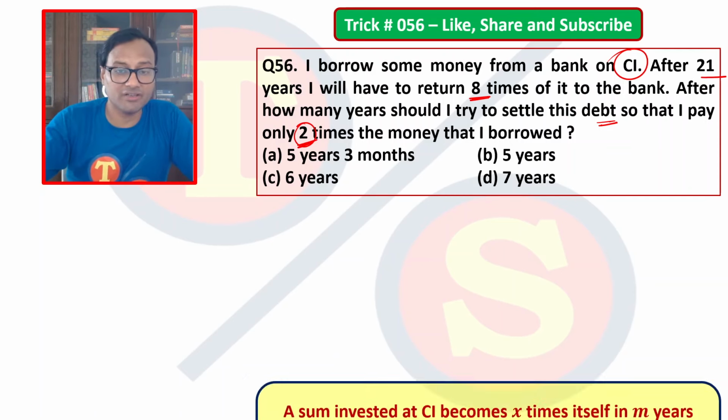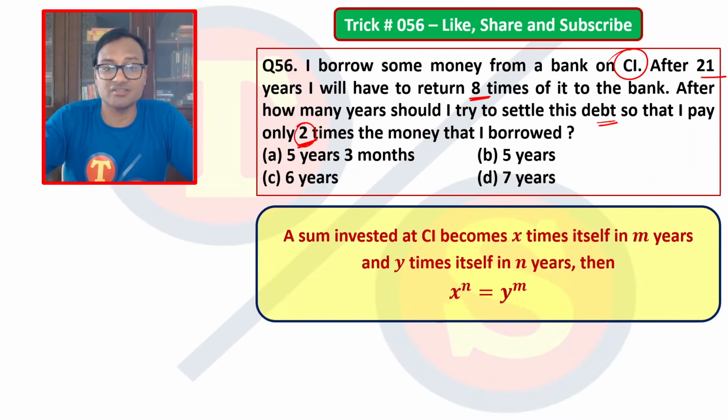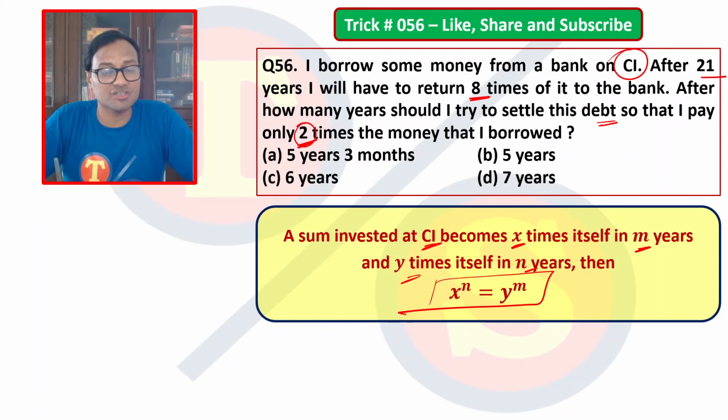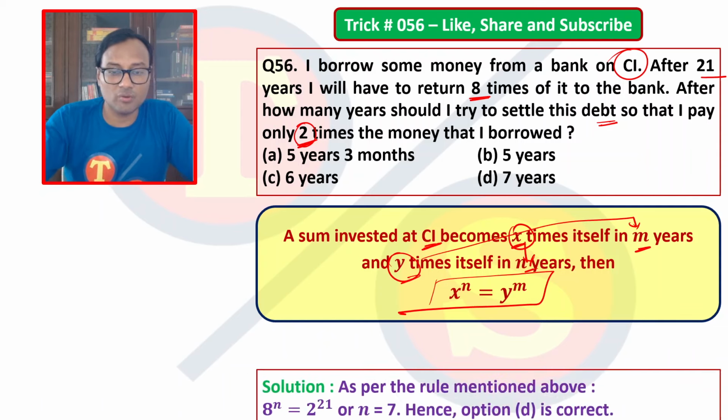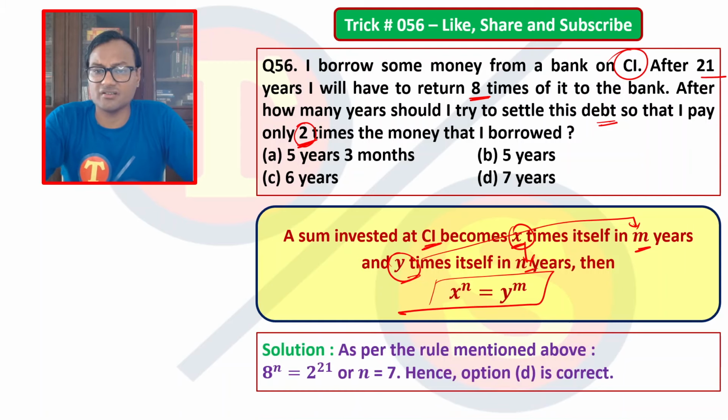So how to calculate it? This is again a formula. In case of CI, if the sum becomes x times in m years and y times in n years, then you can always use this as the formula: x to the power n is equal to y to the power m, crisscross. X to the power n and y to the power m. Now if you apply this formula, you can easily get the answer. The answer is very simple, that is 7 years.